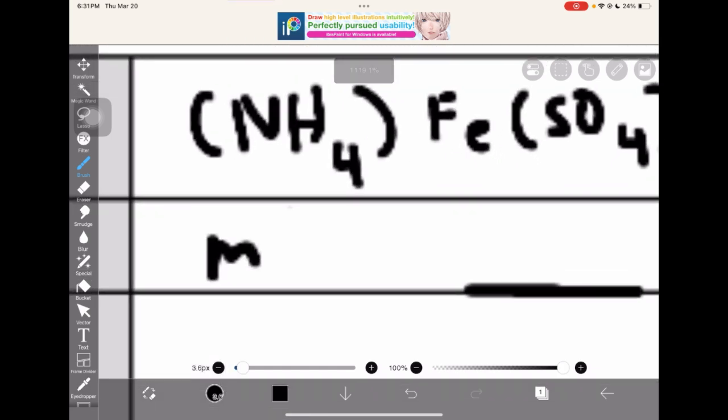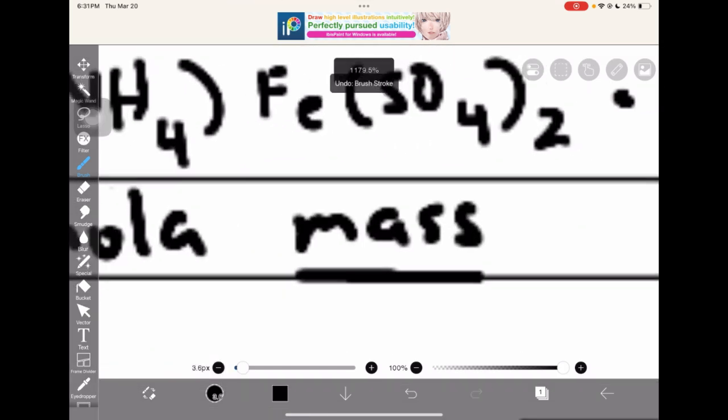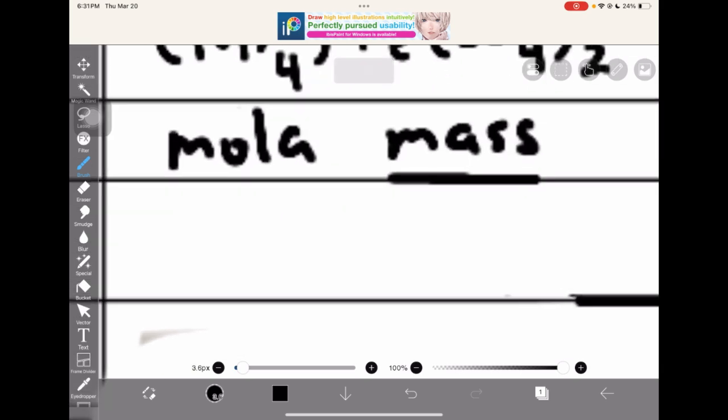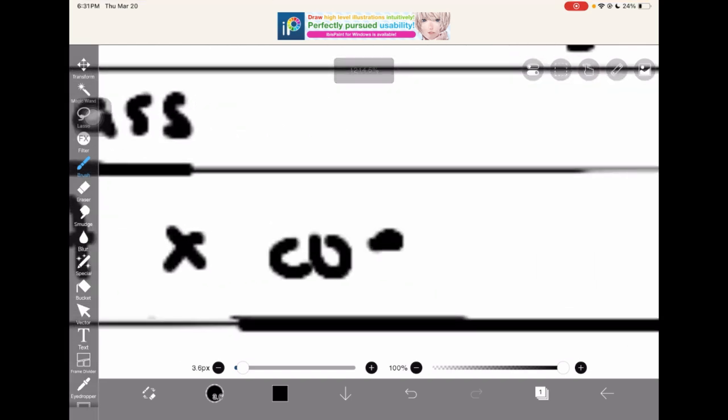So, first and foremost, what are we required to find? The molar mass. Now, to find the molar mass, it's just element times coefficient.